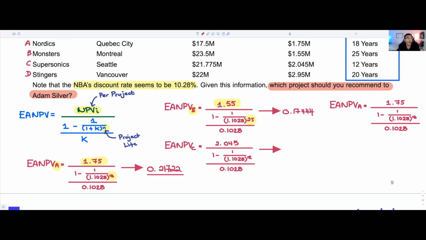So once again, you're going to plug all of this in within your calculator. Now, of course, I'm going a little bit faster because I don't want to annoy you and I want to make sure that the time I'm giving you is precious and valuable time for yourself. So in this case now, once again, we're doing the same framework, but we're just changing our inputs. So 2.045, that is correct. We're going to have 12 years. We're going to have project C. That's going to give us an EANPV of 0.30425. So notice how this is a bigger value.